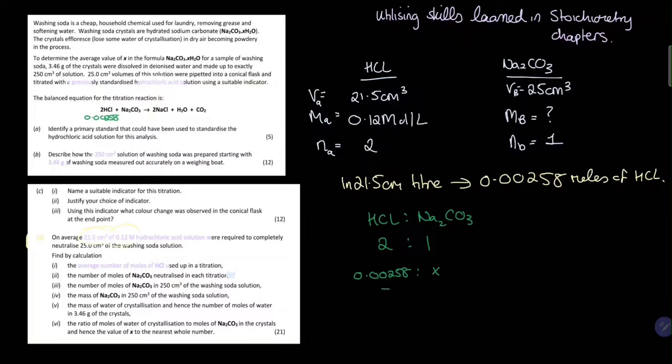So I'm going to have to just divide this number by 2 to figure out how many moles of the sodium carbonate I have. So when you take 0.00258 and divide it by 2, you'll work out that the number of moles of sodium carbonate is 0.00129 sodium carbonate used up in each titration. So that's the first 2 done. Then number 3.